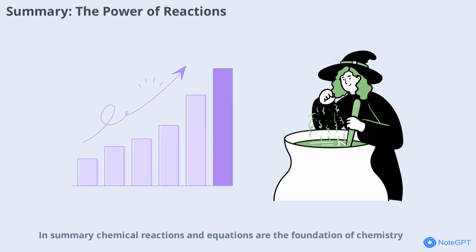Summary: chemical reactions and equations are the foundation of chemistry, explaining how substances interact and change. By learning to write and balance equations and recognizing different reaction types, we gain insight into both the natural world and industrial processes. From the air we breathe to the technology we use, chemical reactions shape our lives in countless ways. Whether you're a student, a scientist, or just curious, understanding these concepts opens the door to exploring the fascinating world of chemistry and its impact on everything around us.